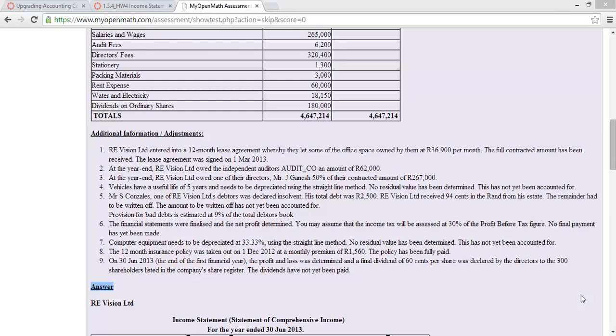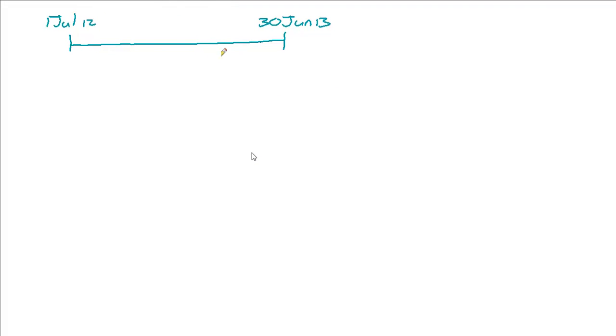Now my question said that this contract was signed on the 1st of March 2013, a 12-month lease agreement whereby the company will be receiving income. That started on the 1st of March, so that would run for 12 months. By the 30th of June, how much of this 12-month contract would already have passed? Well, we've got March, April, May, June. That is 4 months. So 4 months fall within the financial year. The remaining 8 months is after the financial year. So the contract was signed on the 1st of March 2013, and it's going to end on the 28th of February 2014.